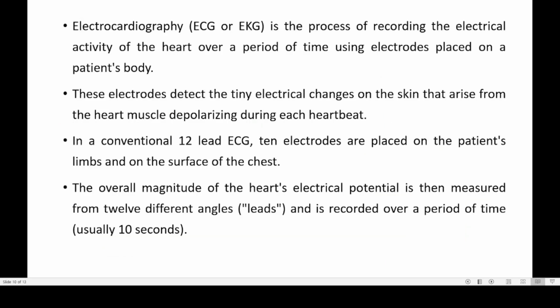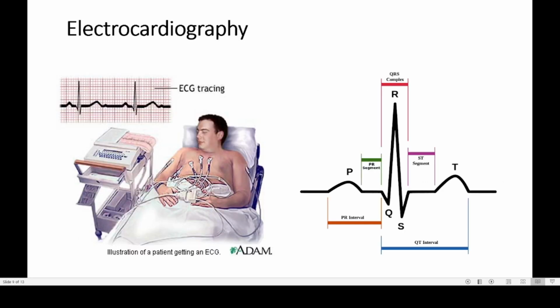There will be 10 electrodes normally, and the overall magnitude of the heart's electrical potential is then measured from 12 different angles. That is why it is called a 12-lead ECG. From 12 different angles, the electrical potential or electrical current will be measured. It is usually recorded for a period of time. Here it is mentioned as 10 seconds. So for a period of 10 seconds, the instrument will be measuring the ECG. But it is a continuous process. Every 10 seconds, it will be measuring what the status is at that time.